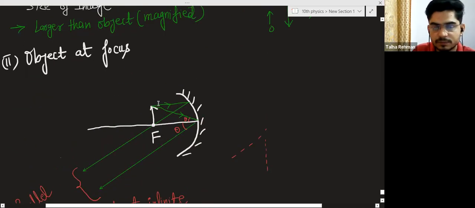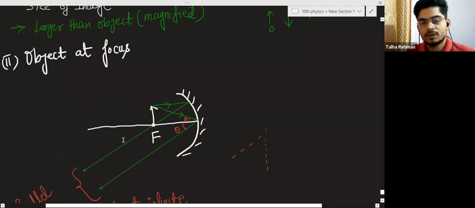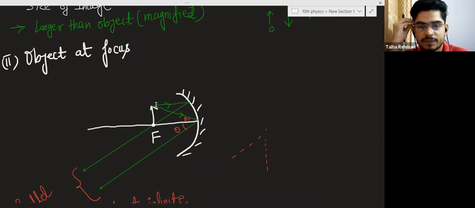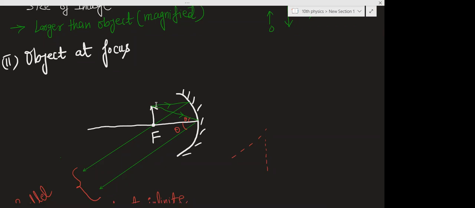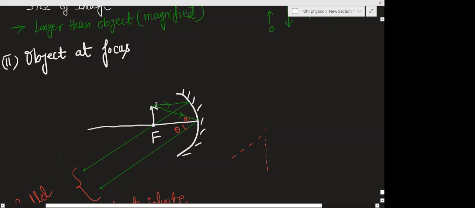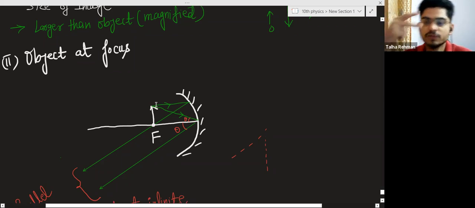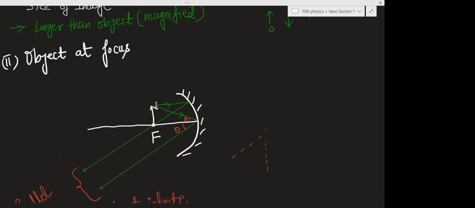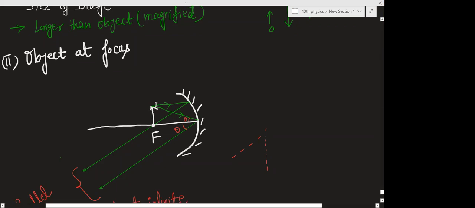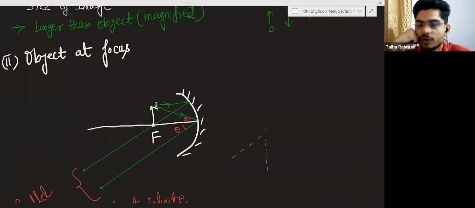First we have done it like this: from the object, a ray parallel to the principal axis falls on the concave mirror, and according to the rule, this ray passes through the focus, and another ray. Why are we taking two rays? Because I told you in the beginning that an image will only be formed when at least two rays must meet or appear to meet.